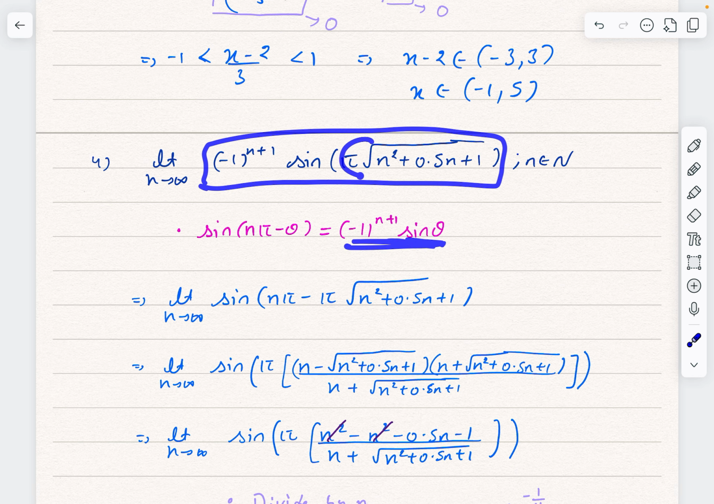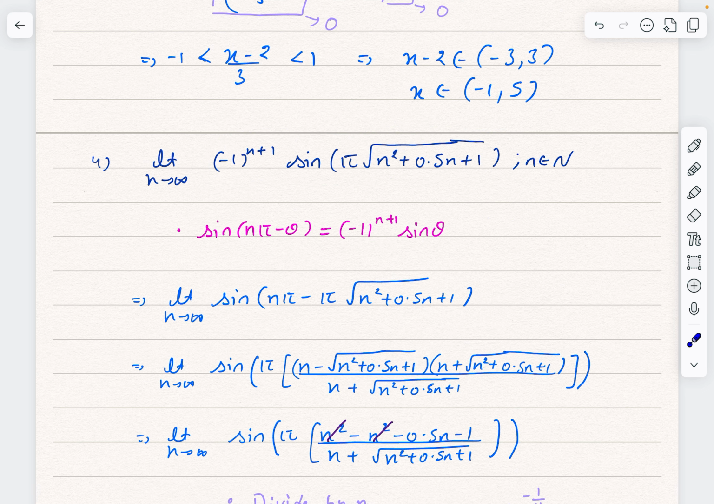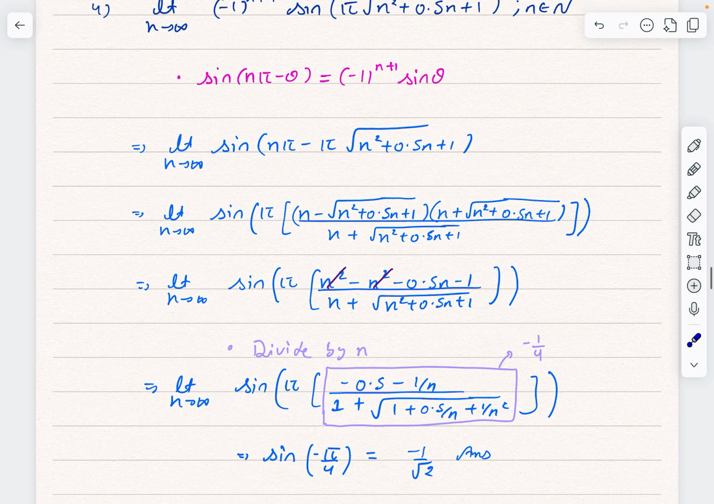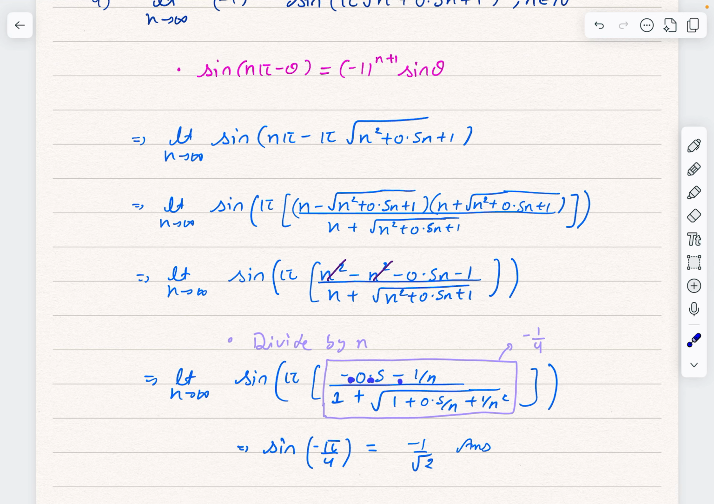So we can take this whole thing as theta and we can write this as sine of (n pi minus theta). So we get sine of (n pi minus pi times this thing). Now you see inside the sine we have an infinity minus infinity form. So we just take pi common out and rationalize the remaining thing. When you rationalize, the n square gets cancelled out, then you will see the most dominating term will be n. So we divide by n here. Okay, you will get minus 0.5 minus 1 by n, divided by 1 plus square root of 1 plus 0.5 by n plus 1 by n square.